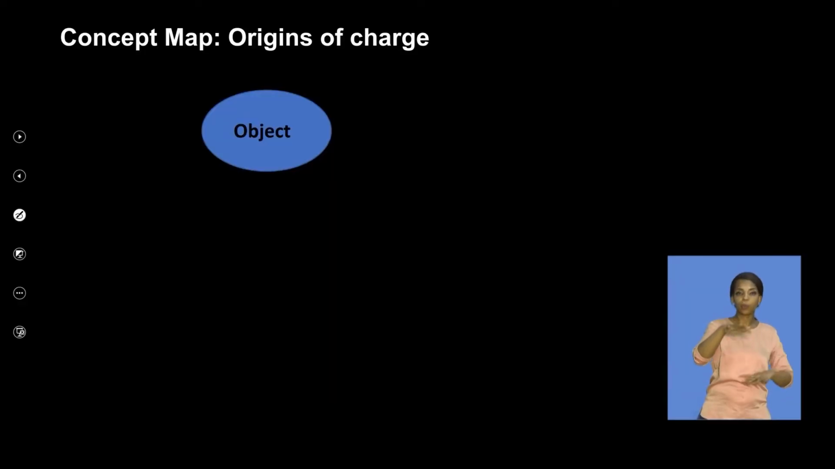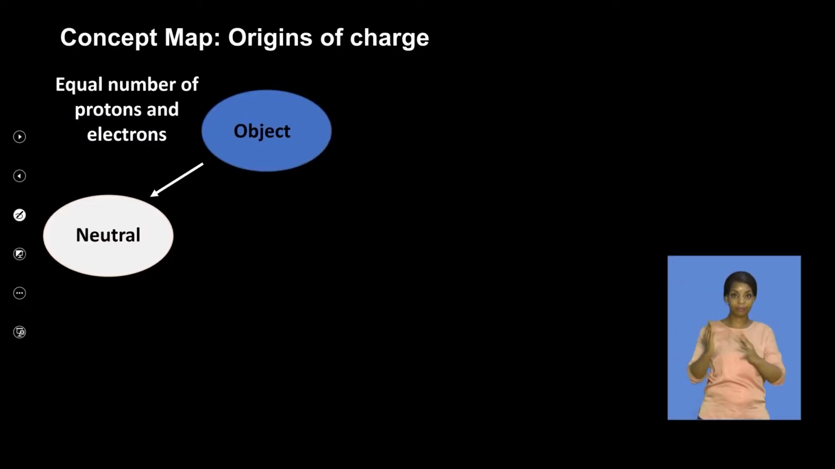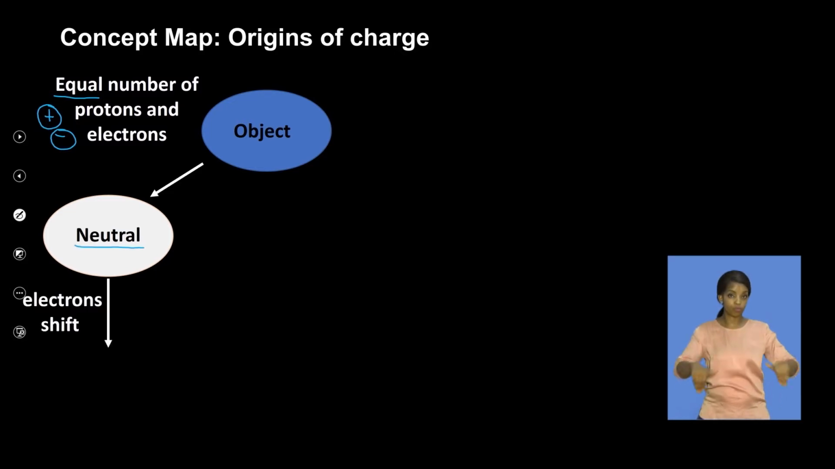So if we have an object that is neutral, it suggests that there is an equal number of protons and electrons. Protons are positive subatomic particles, while electrons are negative. If the number of protons and electrons are equal, then that material or object becomes neutral.